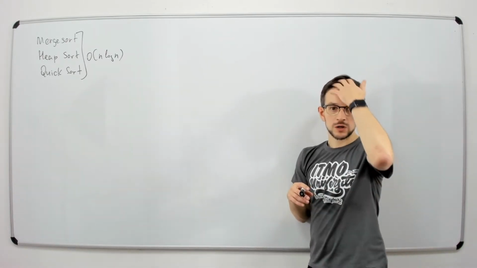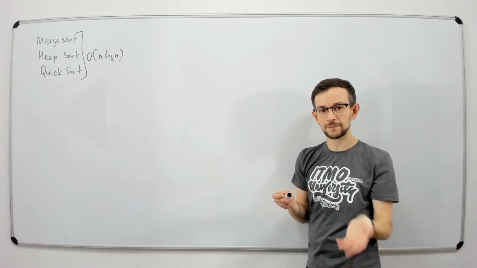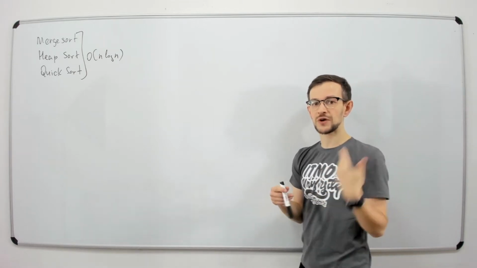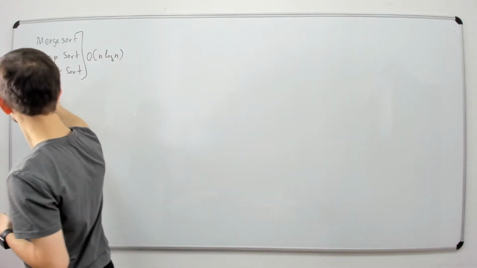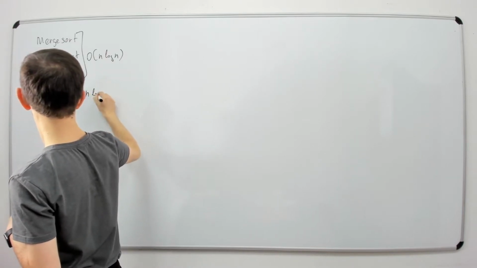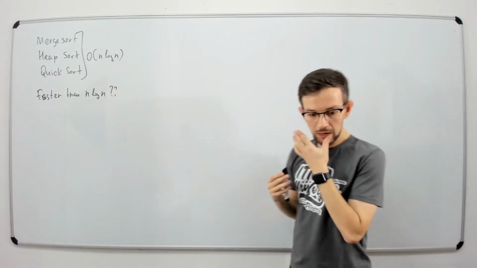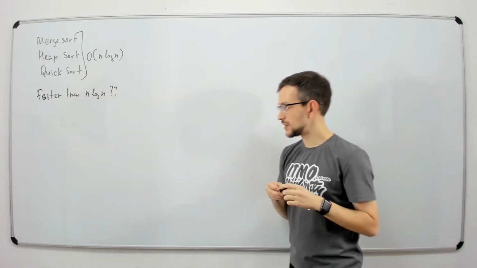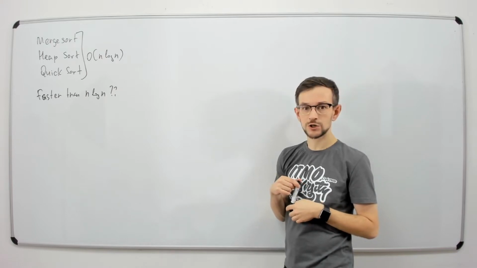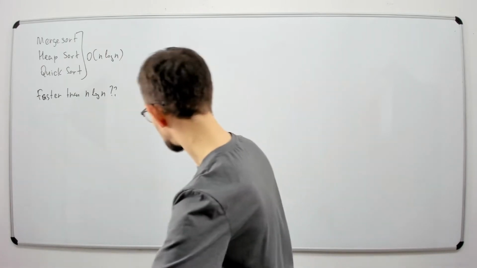So we have 3 different sorting algorithms, and all 3 work in n log n time. Let's think about the following. Is it possible to have a sorting algorithm which works faster than n log n time? The interesting fact is that it's not possible. For a sorting algorithm, it's not possible to achieve a faster time than n log n time. Let's talk about why it's happening.